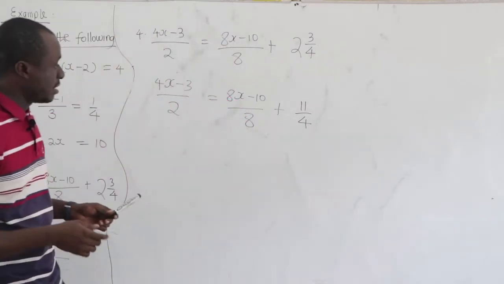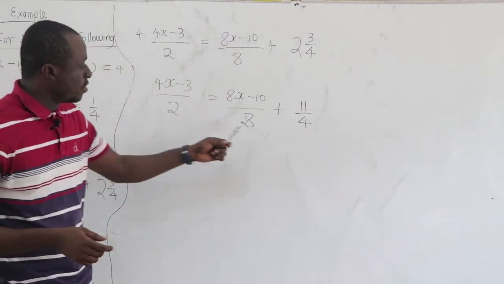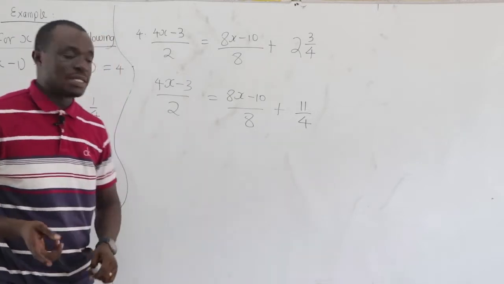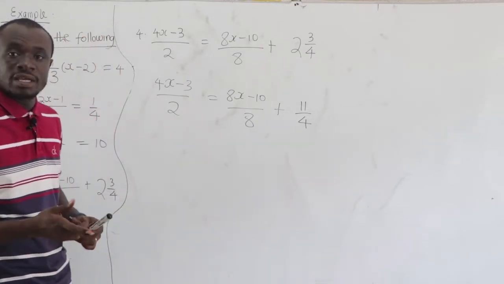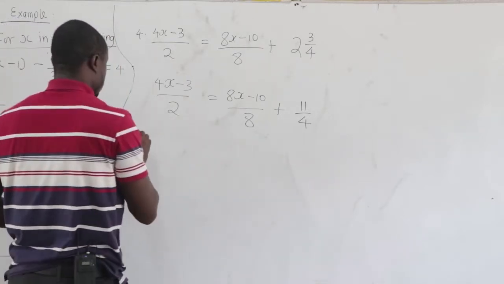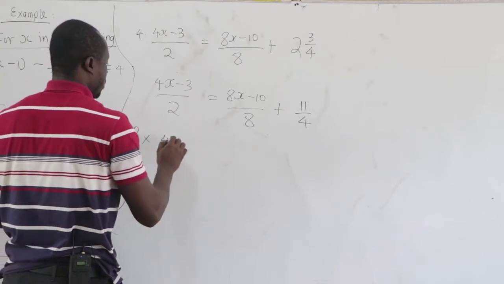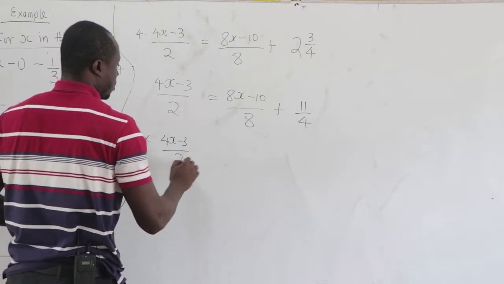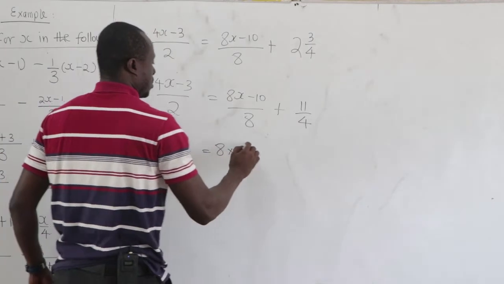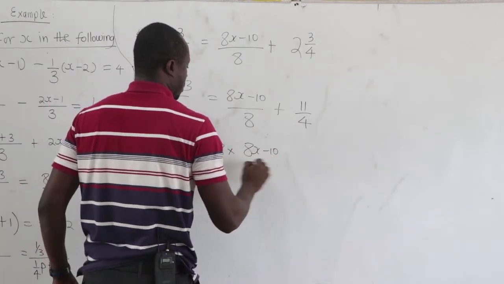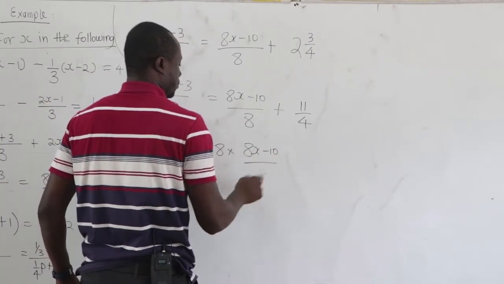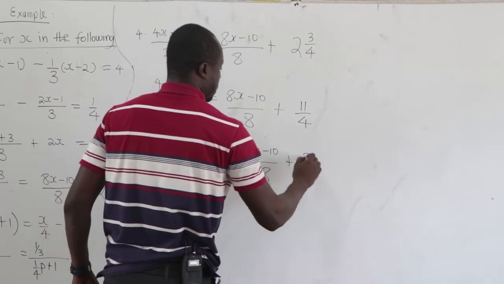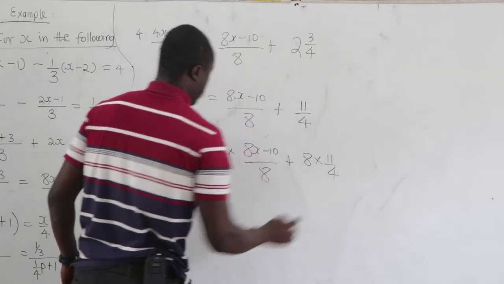Now let's see the denominators. We have 2, 8, and then 4. So what is the least common multiple of these? Clearly, this is 8. So the first one, 8 times 4x minus 3 over 2 equals 8 times 8x minus 10 all over 8 plus 8 times 11 all over 4.